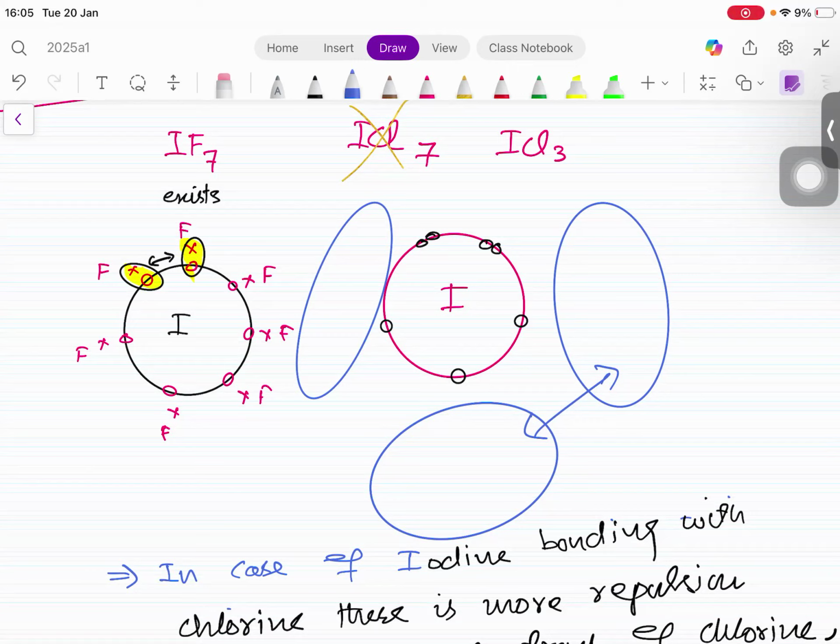Now, if you look at the nitrogen, how many electrons does nitrogen have in its valence shell? 5. Now, after combining with 3 hydrogens, how many electrons? 8. But still nitrogen has 2 electrons available, free. What do we call them? We call them lone pair.